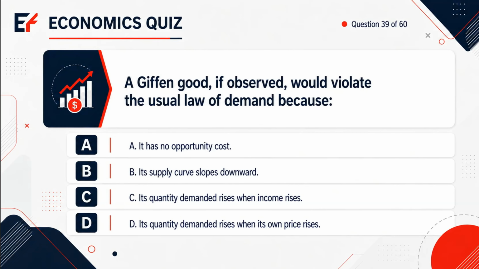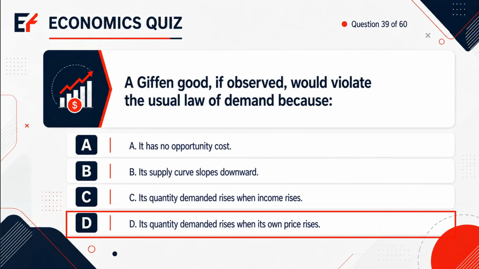Let's focus on what makes this case unusual. The usual law of demand says that when a good's own price rises, quantity demanded should fall. A given good breaks that normal pattern because, over the relevant price range, quantity demanded rises as its own price rises. Option D is correct because it describes that upward sloping demand relationship.